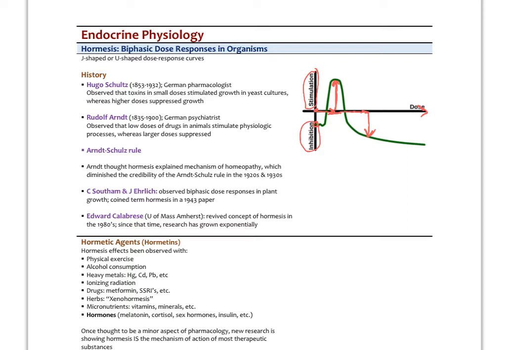Now, this will be very important because we'll actually see in medicine there are two different approaches. One approach is to use substances to stimulate physiology. The other is to use them to suppress physiology. And this is, I think, an area of a lot of confusion. So if we look at a lot of heavy metals, it was discovered by later researchers. Southam and Ehrlich looked at biphasic dose responses in plants. But a modern researcher is Edward Calabrese, and he's done a lot to really put hormesis back on the map.